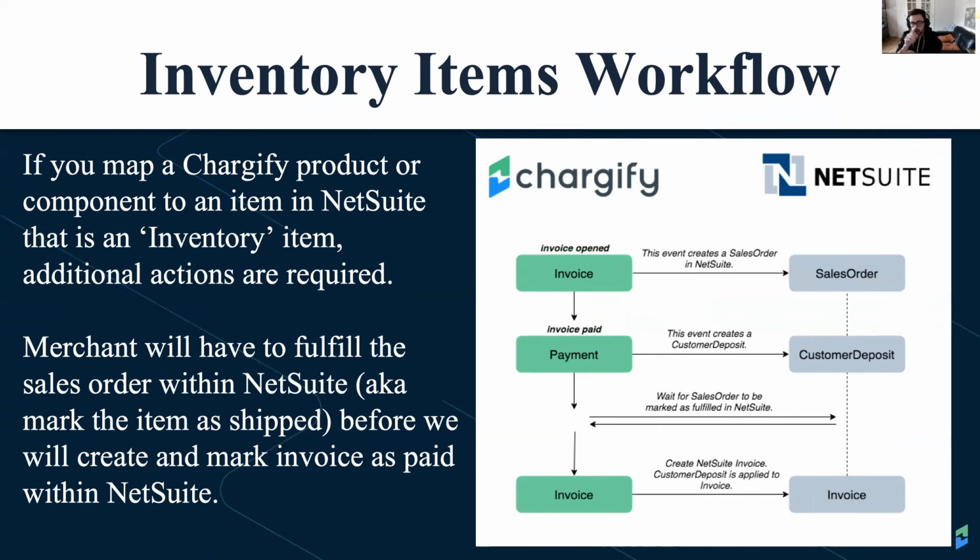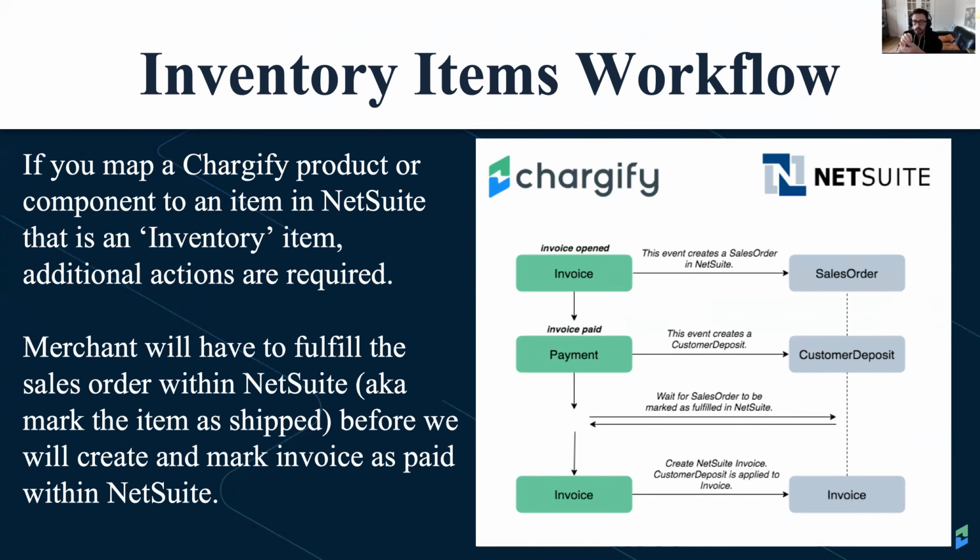When you go through the setup process, and you'll see this, you map a Chartify product component to specific items in NetSuite. Those items can be marked as inventory items. What that means is they have to be essentially fulfilled to ship.